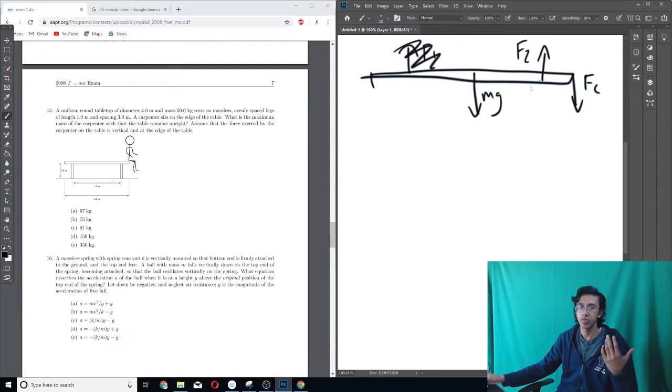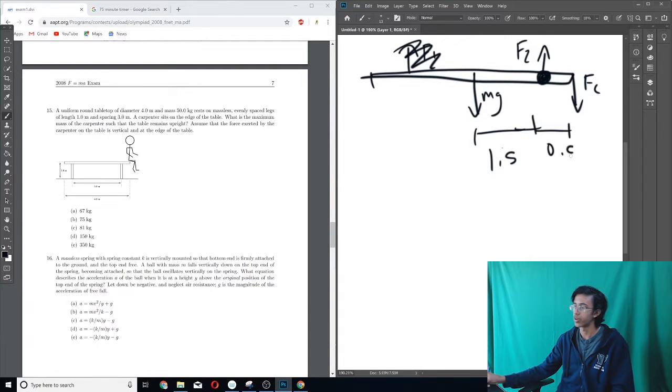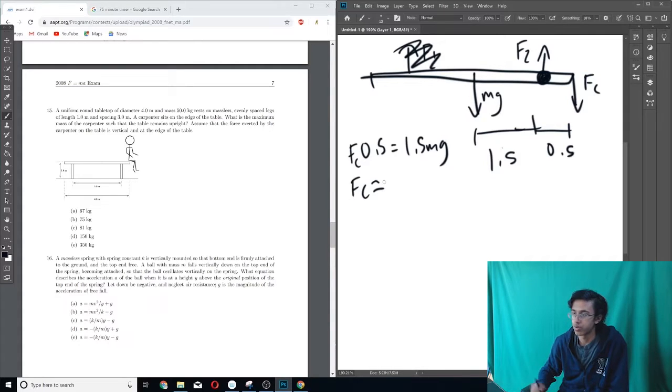If we want to get rid of an unknown with torque, all you do is set the pivot point there. So the torque due to F2 is 0, this distance is 1.5, and this distance over here is 0.5. So we just have that FC times 0.5 is equal to 1.5 mg. And then we get FC is what? Oh, it's asking for the maximum mass.